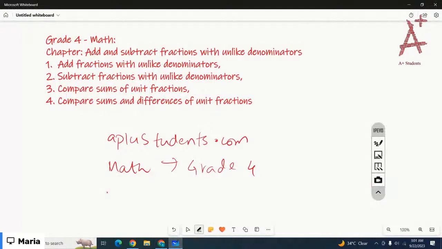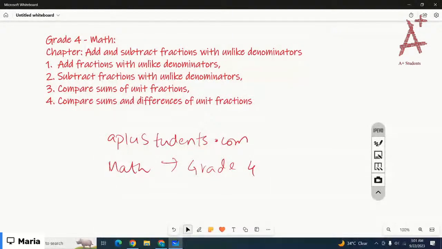We're going to start with the chapter add and subtract fractions with unlike denominators. The lessons we're going to cover from the chapter are add fractions with unlike denominators, subtract fractions with unlike denominators, compare sums of unit fractions, and compare sums and differences of unit fractions. So let's just start with the chapter, right?